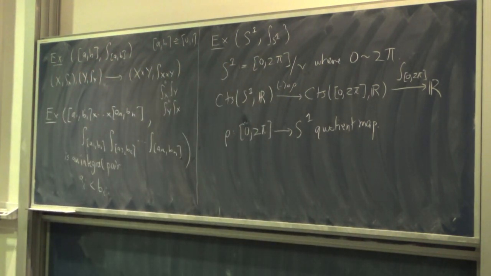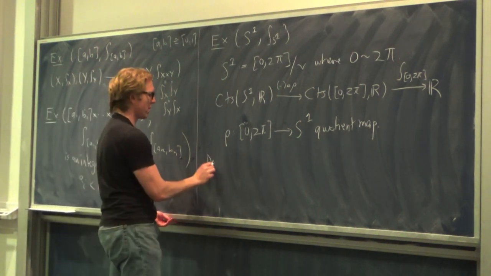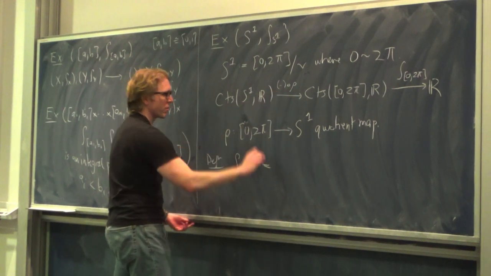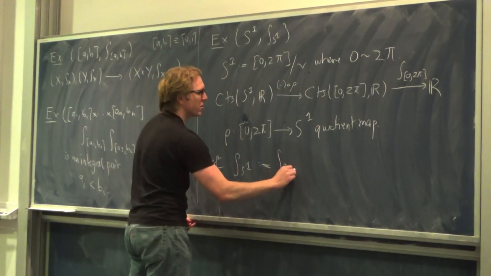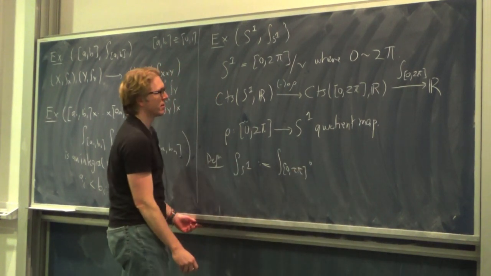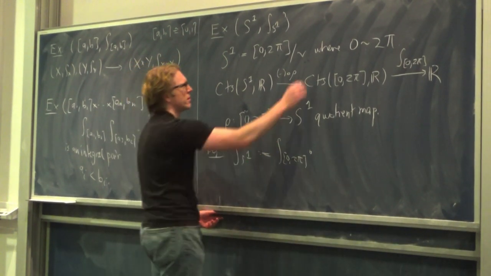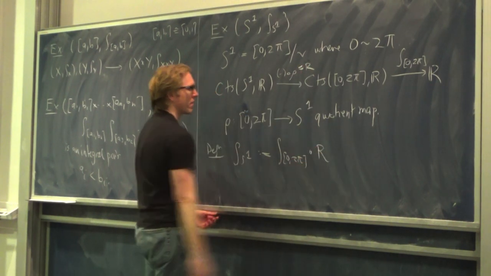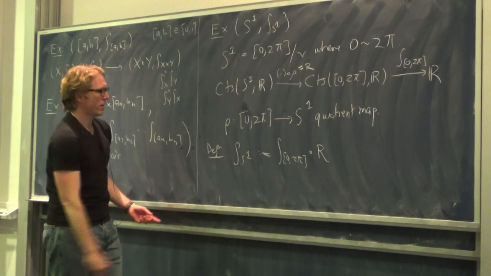Because, so what's the formula for this? Maybe I should make a definition. So definition. The integral over S1 is defined to be this map. So that's the integral over 2 pi composed with, let's call this R for restriction. Okay. Anyway, it's that map.